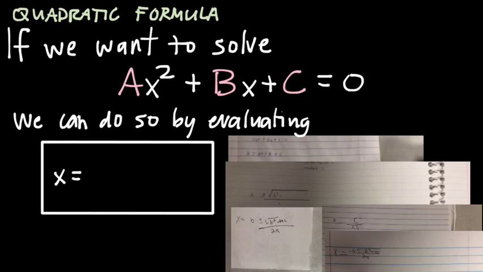So here's a sort of smattering of what you wrote for the quadratic formula. If we want to solve the equation ax squared plus bx plus c is equal to 0, we can do so by evaluating some expression, and that expression is what we call the quadratic formula. So looking at the responses that you wrote down, what are some common elements that you can see from these 5 different responses?